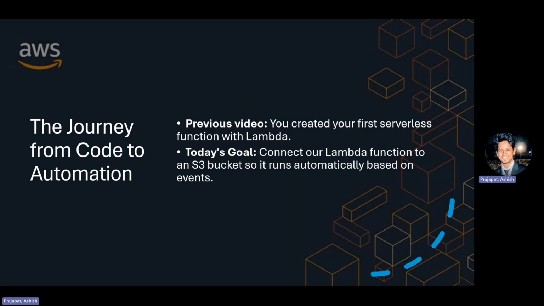Just to quickly recap, in our last session, we saw how easy it is to write and test code with Lambda without worrying about servers. But that function was just sitting there waiting for us to click the test button. Our goal today is to make that function useful. We are going to use Amazon S3, a service that you already know and love, as a trigger to automate our code. This is a crucial concept for building modern, scalable applications.